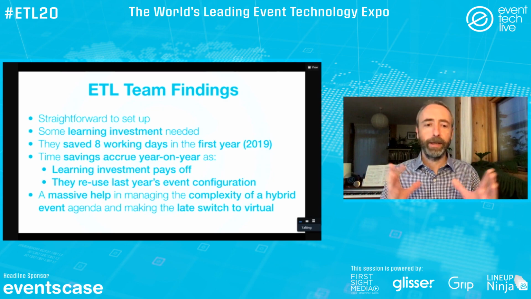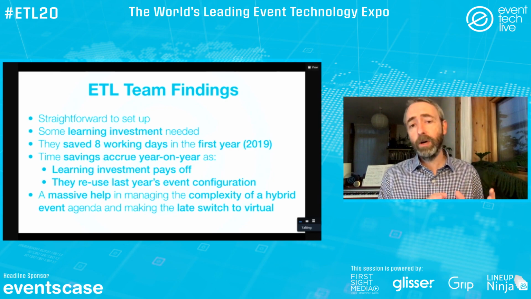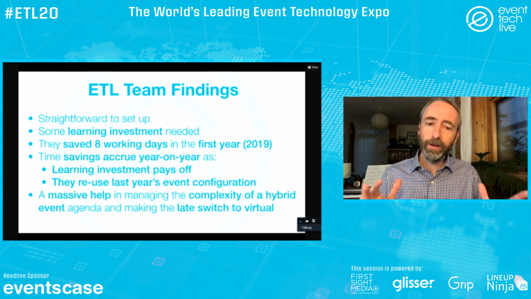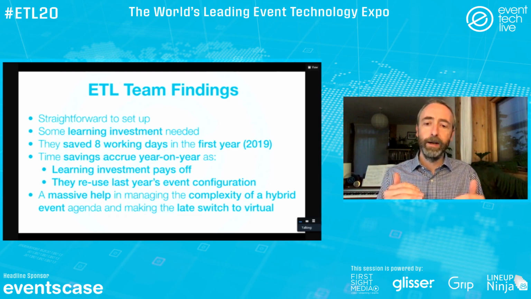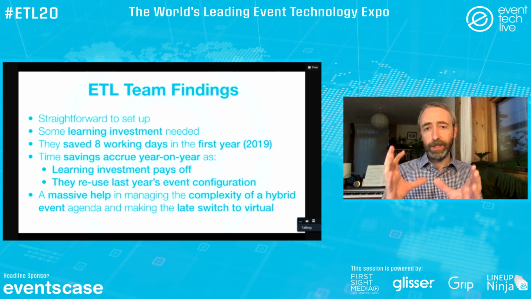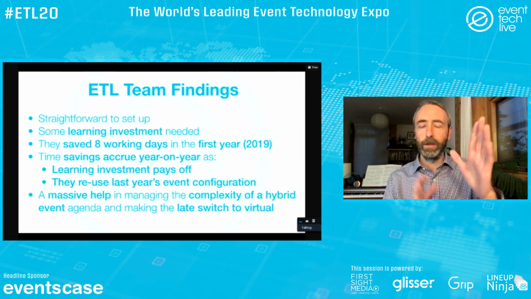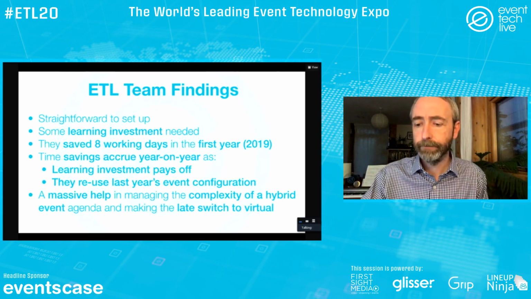In summary, they felt that it's a massive help in managing the complexity of a hybrid events agenda. And when they had to make that switch from hybrid to 100% virtual, because everything was under control, they knew where all the data was, they knew that all their rules were in there. When they had to change the whole shape of the agenda from five stages on 2 physical days, they were confident that they weren't going to have any problems arise.